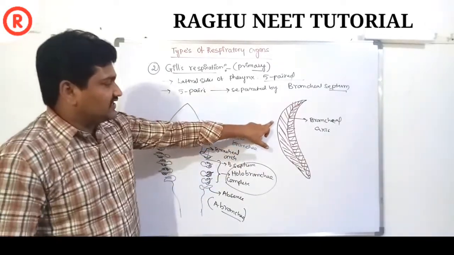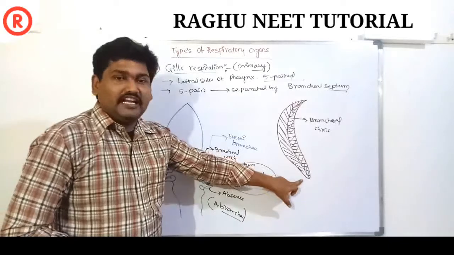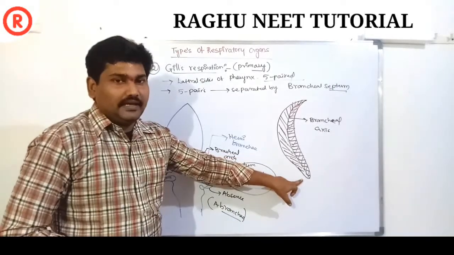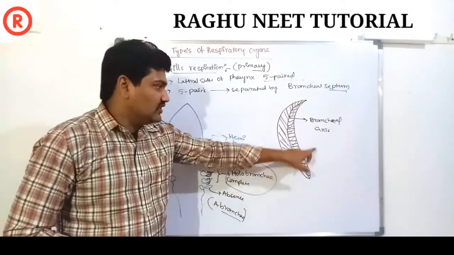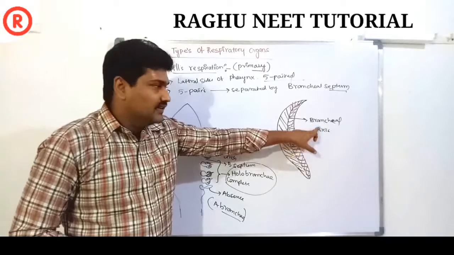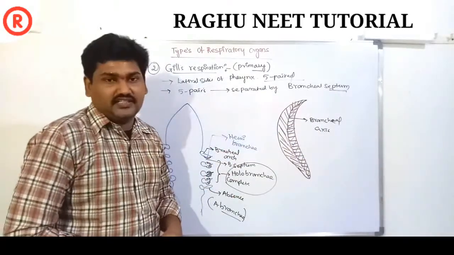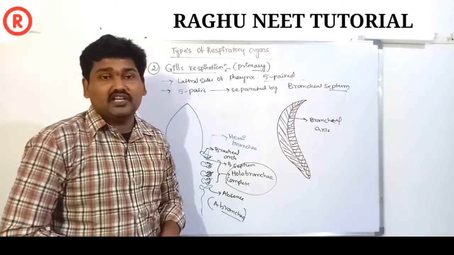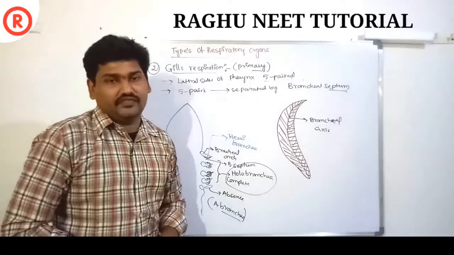What is the structure of the gill? The gill looks like a leaf-like structure. It consists of an axis, known as the branchial axis or central axis. Either side of the central axis has a rich amount of blood capillaries. These are useful for the exchange of gases.